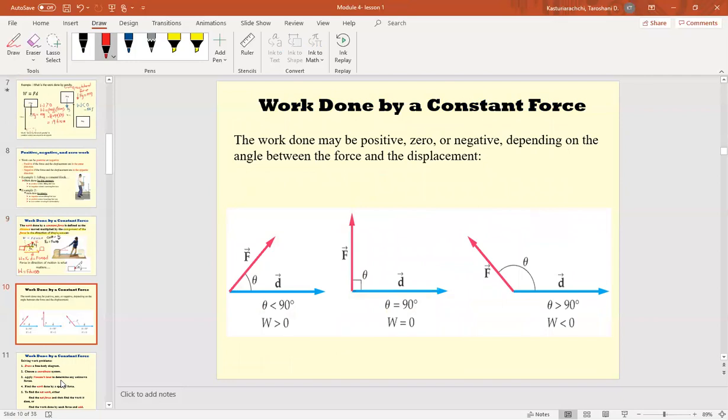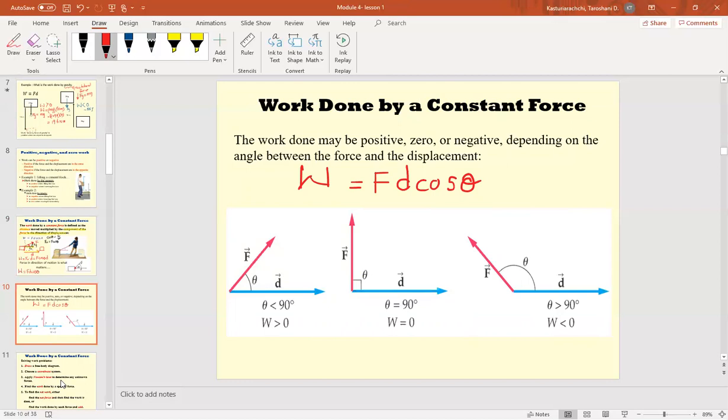Now let's look here. Now we have the nice definition: F times d times cosine theta is equal to my work done. Now I can look at the angle and decide whether my work is positive, negative or zero. Let's look here. This is a small angle. My angle is less than 90 degrees. For any angle less than 90 degrees you would get a positive number.